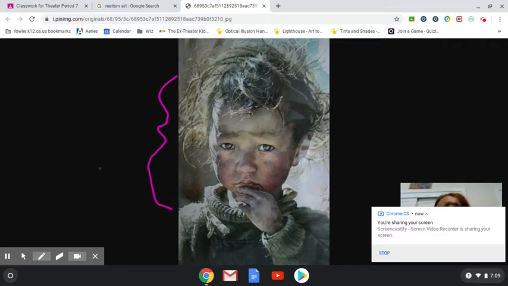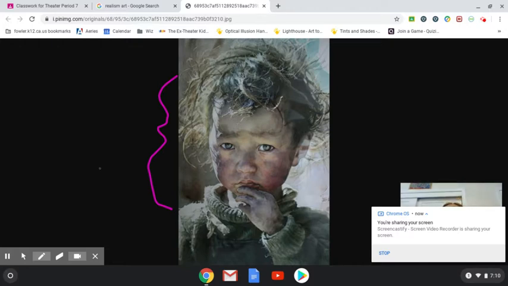So, what do you guys think? Does it look like a photograph, or does it look like a painting? Okay, I hear some of you saying photograph or painting. And it is a watercolor, actually. It's a watercolor painting that he did, and it looks amazing.